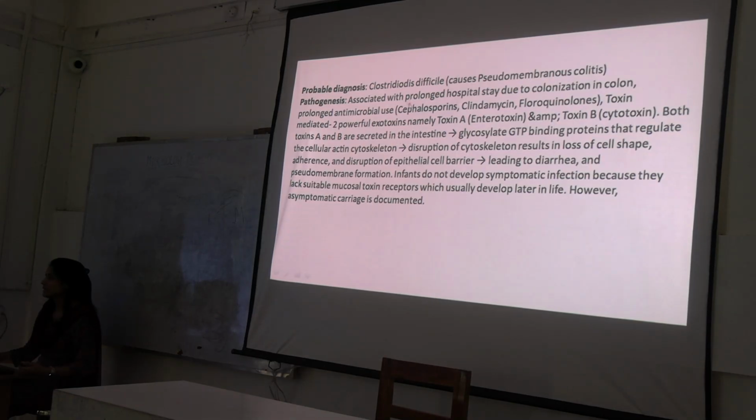They are secreted in the intestine by this Clostridium and act on GTP binding proteins that regulate the cellular actin cytoskeleton, which is the protective barrier of intestinal mucosa. They will disrupt this and it will lead to diarrhea because of the inflammation caused by the microorganisms. And they will form these pseudomembranes from all the inflammatory material, and then the person will develop this disease, may go into shock after dehydration and hypotension.